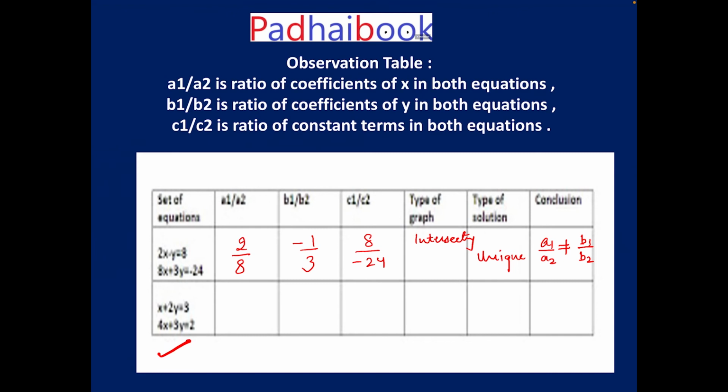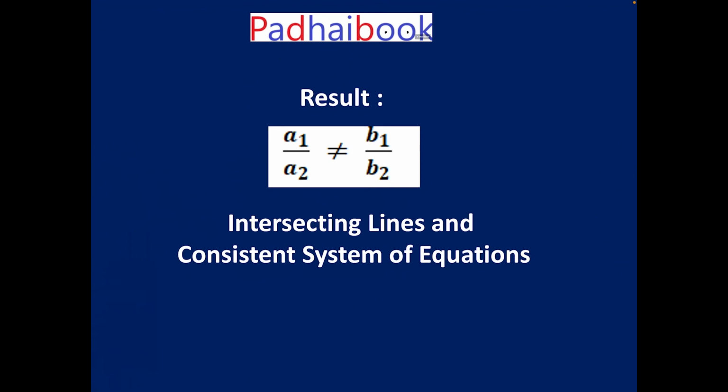And that's the result. The result is, if A1 by A2 is not equal to B1 by B2, then the lines are intersecting, they have a unique solution, and the given system is a consistent system of equations.